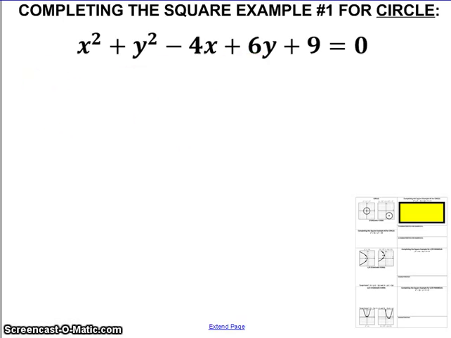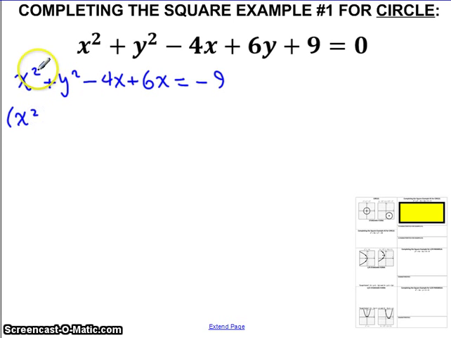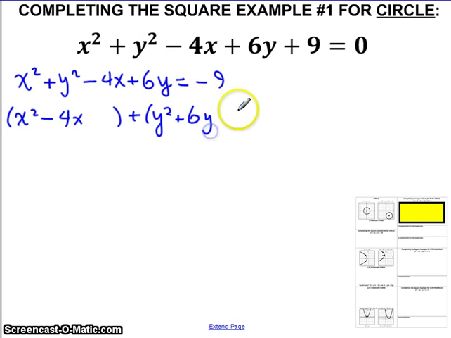So the first step is the same as what we did before. We're going to just rewrite this with the 9 moved to the other side. So we're going to subtract 9, put it over here. And now what we want to do is group the x squared with its partner over here, negative 4x. And then we'll do y squared with 6y. And then y squared plus 6y, with a little bit of space here, equals negative 9.